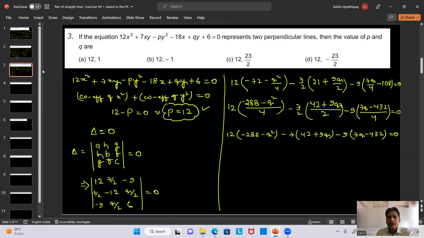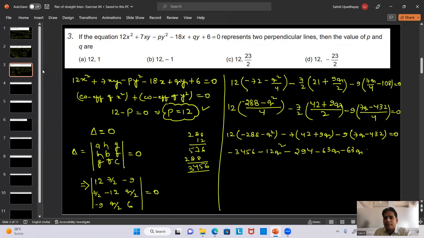If you see, okay, let's expand it. So 288 into 12, so 16, so let's 17 and 576 and 288. So 6, 3, 4, 5, 6, minus 12 Q square. Then 7 to 14, 294. Then minus 63 Q, then minus 63 Q once again. Then plus of 9 to 18, 27 or 28. And 9, 4, 36 and 88. So 3,888, that will be equal to 0.